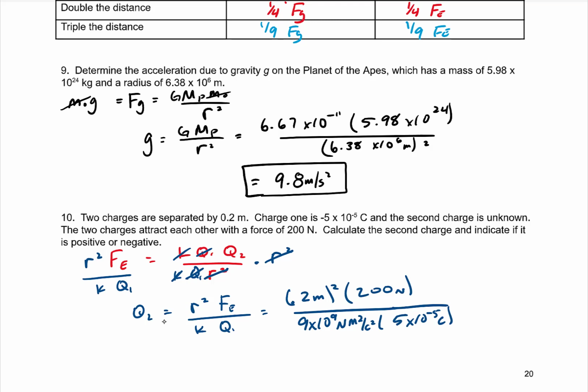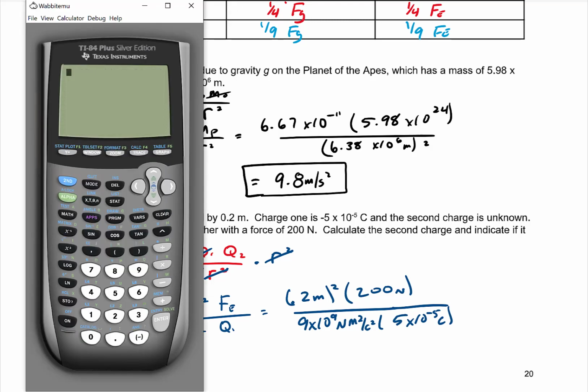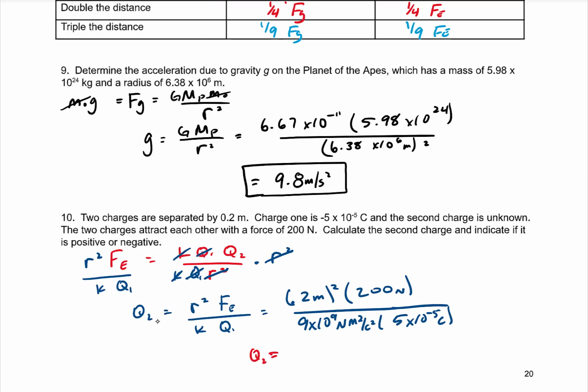So, again, we're going to put all of that into our calculator. 0.2 squared times 200 divided by 9 times 10 to the 9th times 5 times 10 to the negative 5th. Check it to make sure everything's right, and then we enter it. And so that charge comes out to be 1.78 times 10 to the negative 5th coulombs. So Q2 is 1.78 times 10 to the negative 5th coulombs.